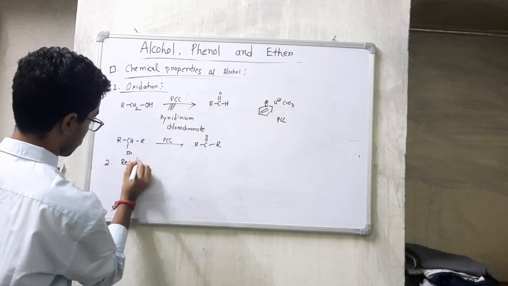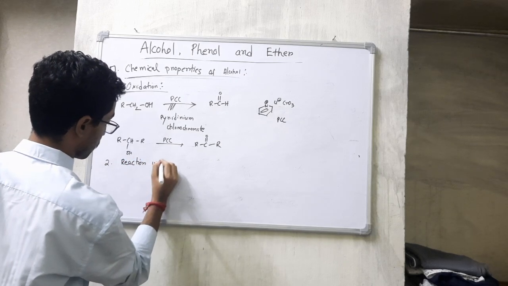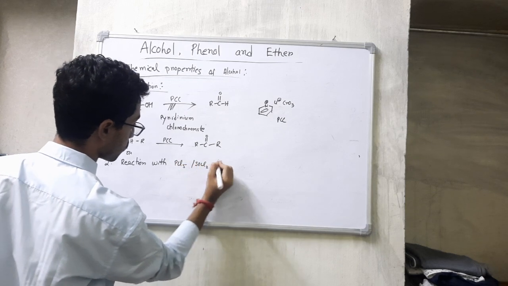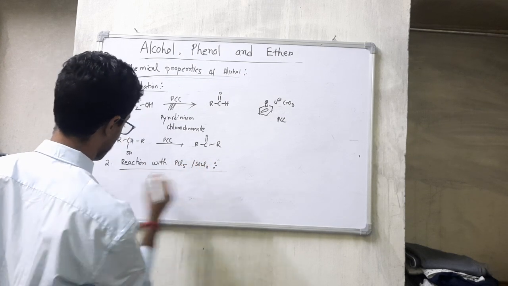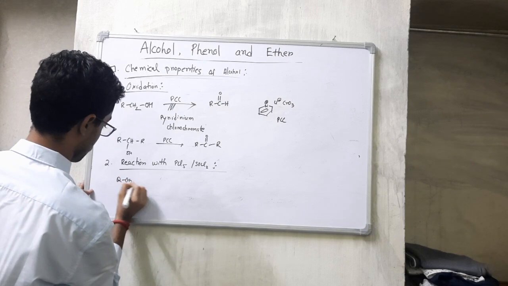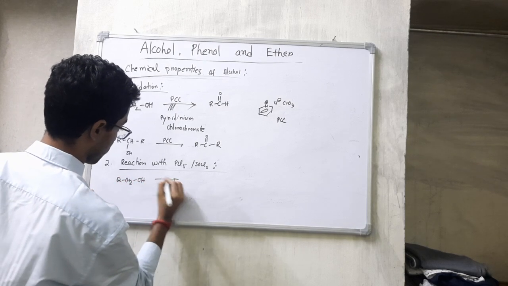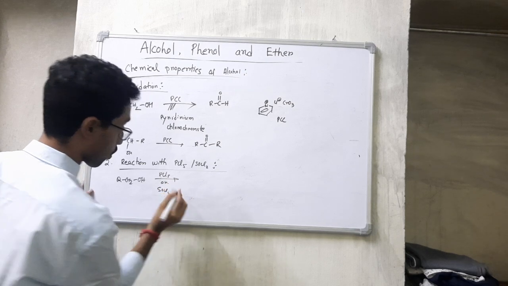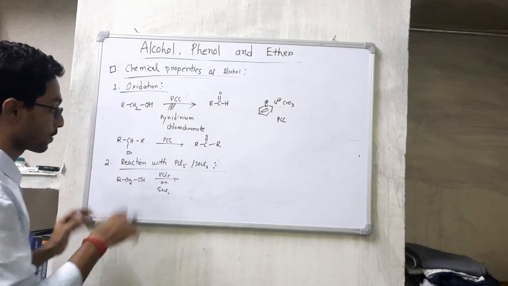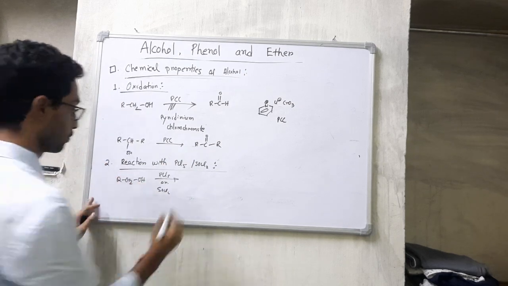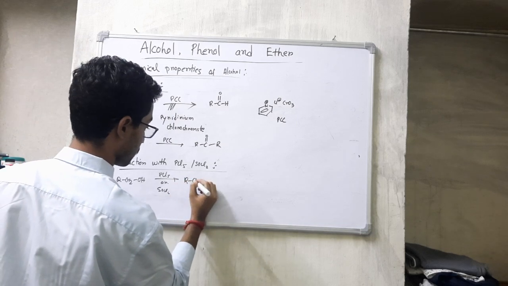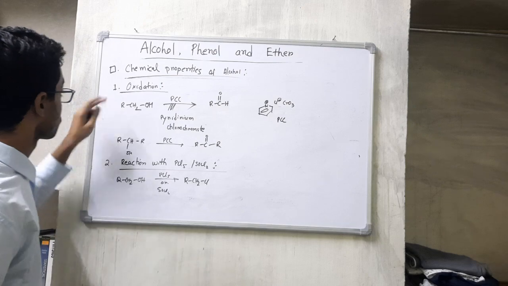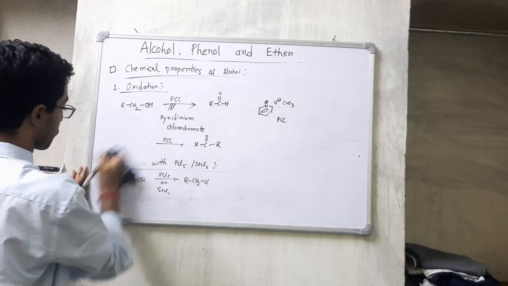Number two is reaction with PCl5 or SOCl2. If we treat with PCl5 or SOCl2, where the slash means either PCl5 or SOCl2, then the OH is simply replaced by the chlorine atom. So there are two processes. Other chemical properties are there.